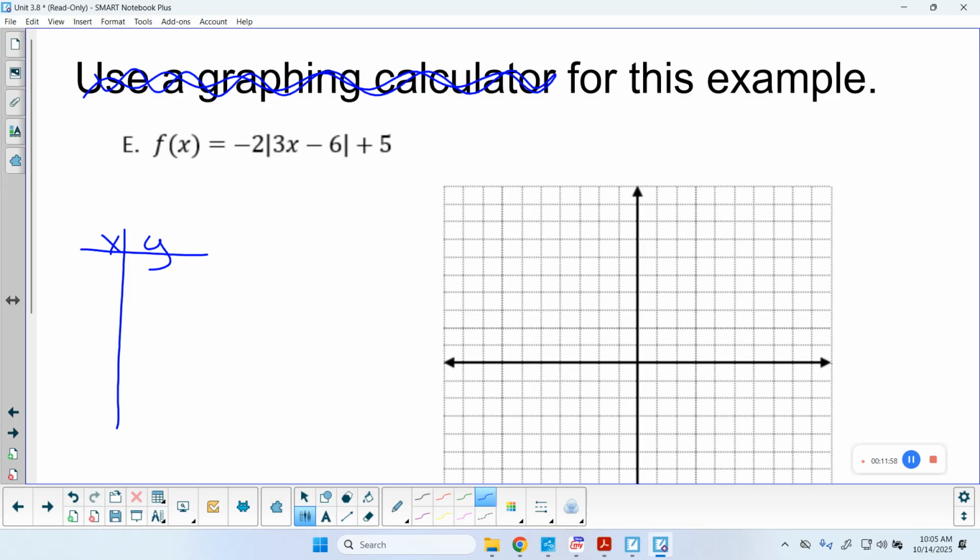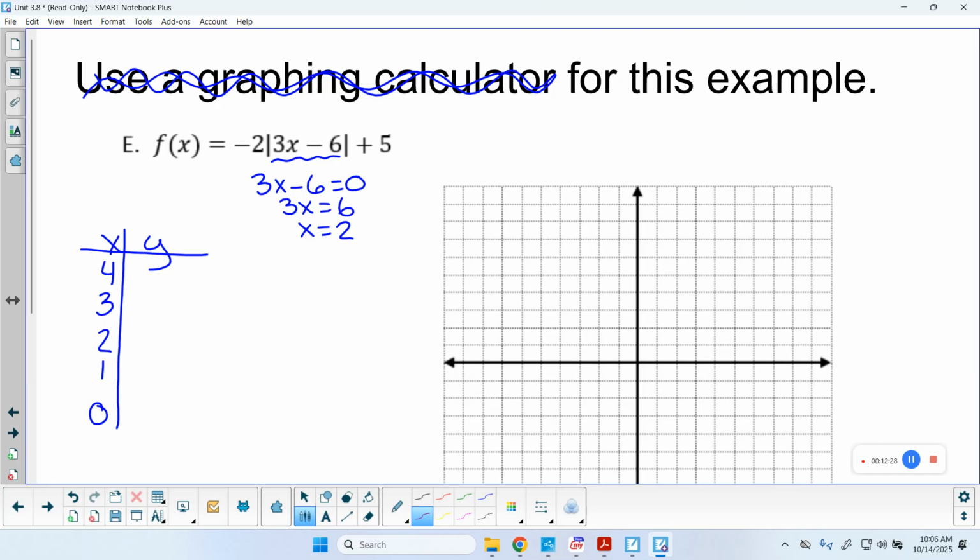First thing we have to do is find that x. So we take what is inside of the absolute value, 3x minus 6, and set it equal to 0. Have to solve it down to get x by itself. So we would have 3x equals positive 6. When we divide by 3, the x value is 2. So 2 has to go in the middle. Then we'll go to 3 and 4, down to 1 and 0.